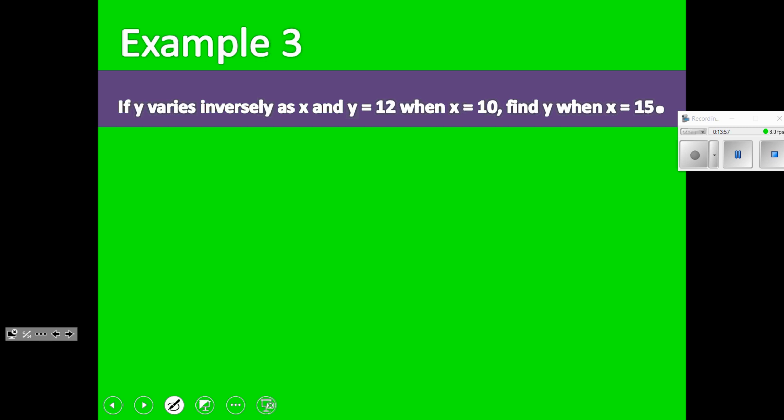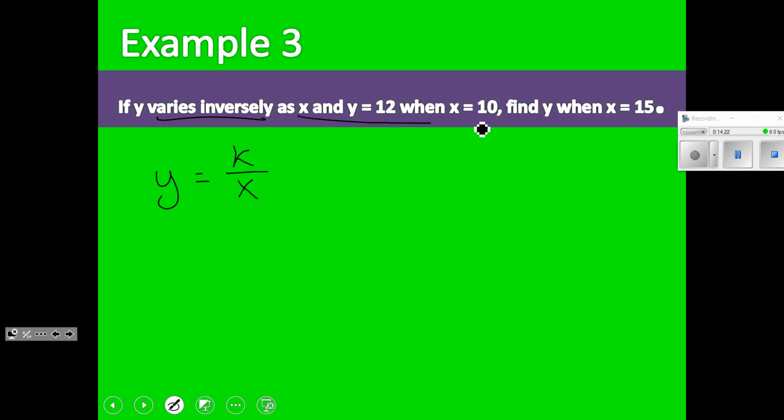If y varies inversely as x, and y is 12 and x is 10, find y when x is 15. So, part 1, part 2 again. How do I know that this is an inverse equation? Because it says inverse. Most of the time it will tell you what it's wanting. So y is equal to k divided by x.